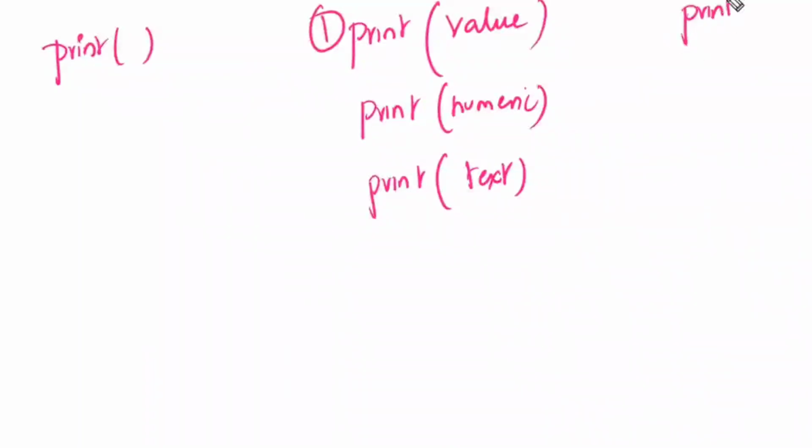For example, print 20 is the first example. Print SRK is the second example. SRK is text, so you have to use inverted commas. Text means text, numeric means numeric. Whether the numeric is a decimal or without decimal, whatever it is, directly print the value. No need to store the value, directly print it. This is option number 1.